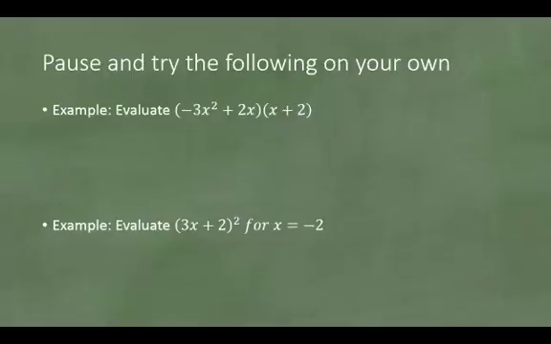Okay, so hopefully you paused and tried it. For the first example, we need to multiply using the distributive property. So negative 3x squared times x, negative 3x squared times 2, and then so on. Negative 3x squared times x plus negative 3x squared times 2 plus 2x times x, 2x times 2. And simplify.